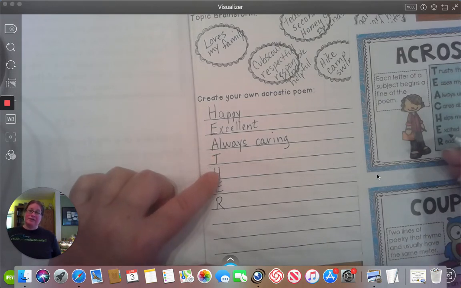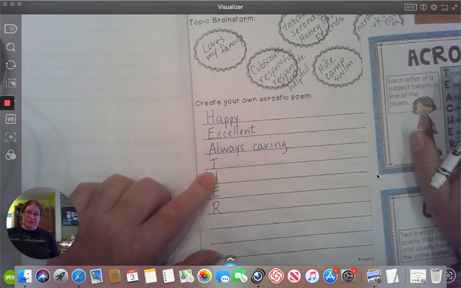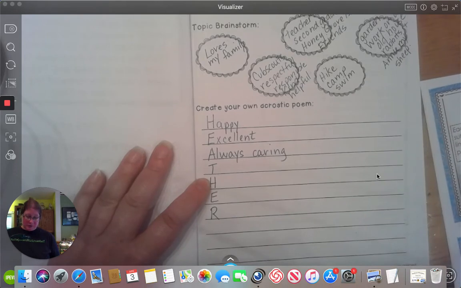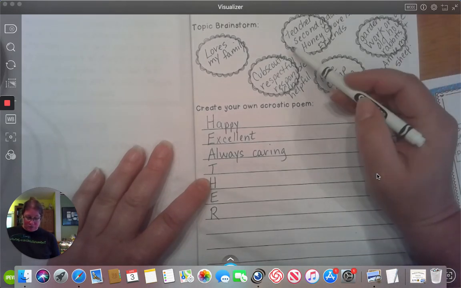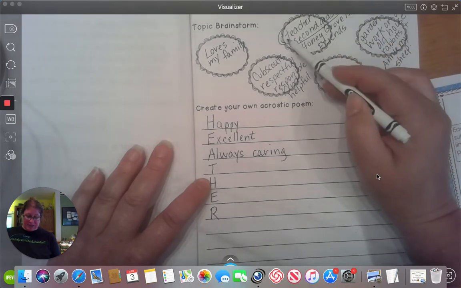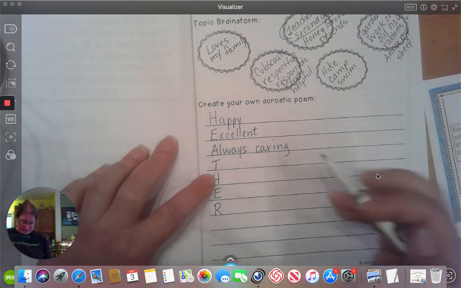Now I need something that starts with the letter T. Let me just think for a moment. And let me just go back to my brainstorming list and see if there's something that starts with the letter T that might be able to help me out. And I see the perfect one. I'm going to use teacher because it starts with the letter T of second grade.